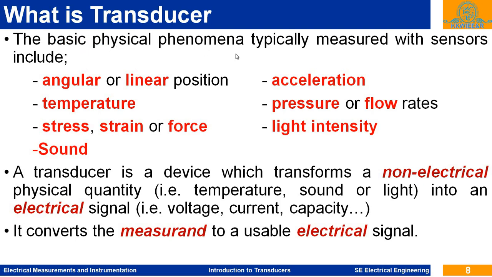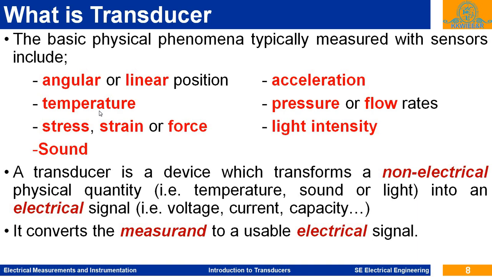The basic physical phenomena typically measured with sensors include angular and linear position. Linear position means displacement of the tool post. We measure the angular displacement, so the rotation of a stepper motor. In robotics, what degree the arm is rotated, that is the angular position.